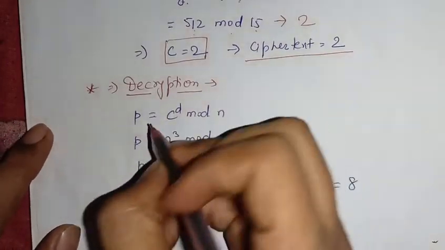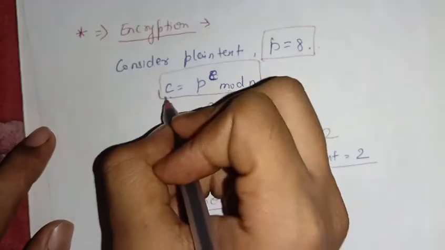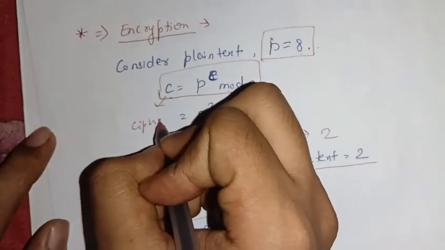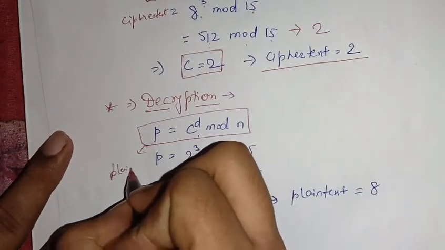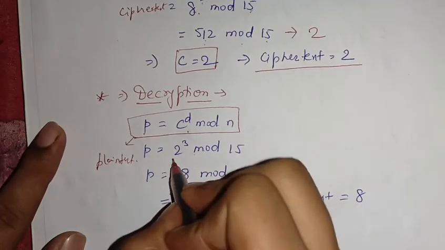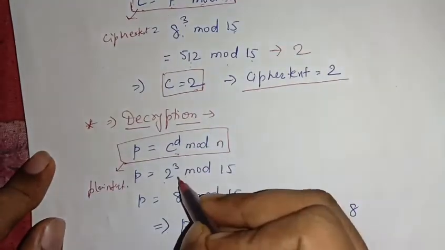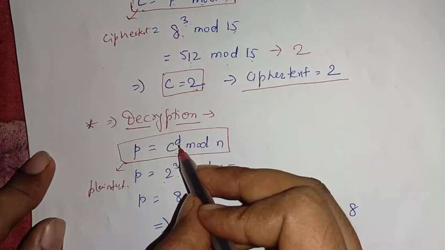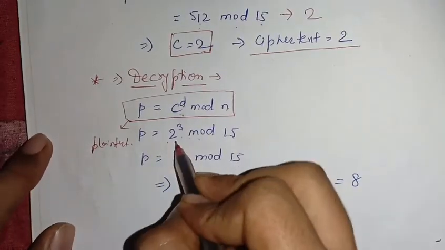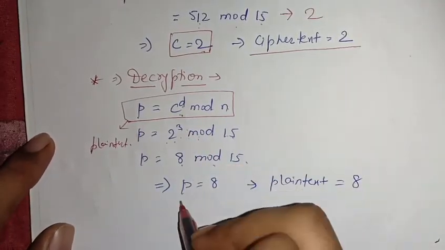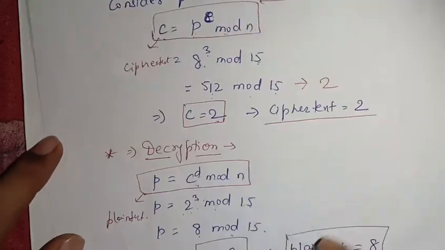Okay, now for the decryption, the formula is P, plain text, equals C to the power D mod N, where C is the ciphertext and P is the plain text. What is the value of C? Ciphertext, what we have got, is 2. So 2 to the power 3, because D we have calculated as 3, mod 15, and N is already 15, we know that. 2 to the power 3 is 8, mod 15, so the value of P is 8. Plain text is 8. That is the decryption.